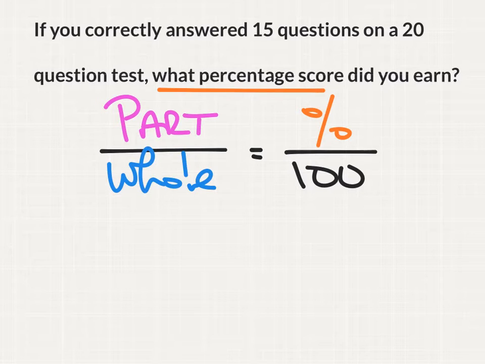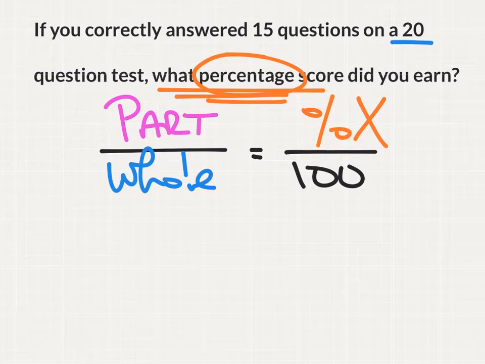If you correctly answered 15 questions on a 20-question test, what percentage score did you earn? What percentage score tells me that we don't know, and it involves the percent. So the percent must be our unknown value. If you correctly answered 15 questions on a 20-question test, it sounds like the whole test was 20 questions. And the part is the fact that I answered 15 of them correctly.